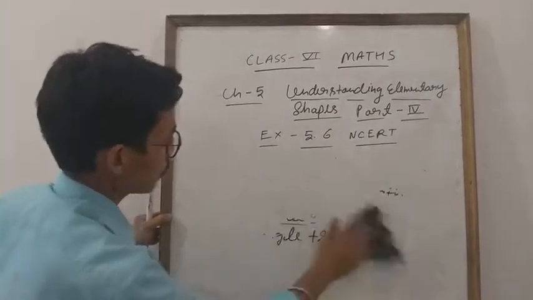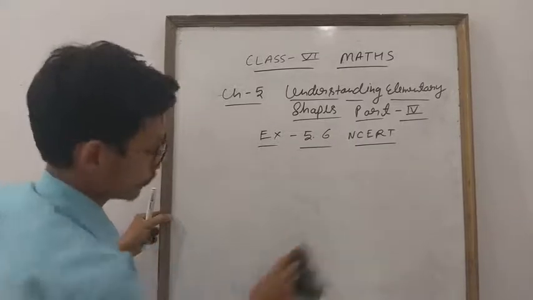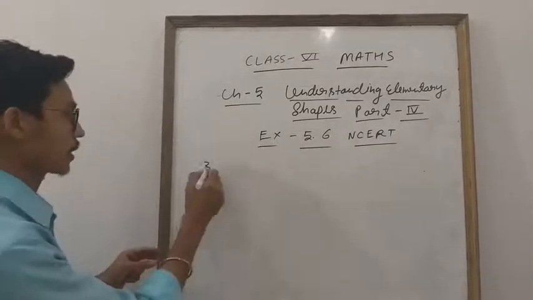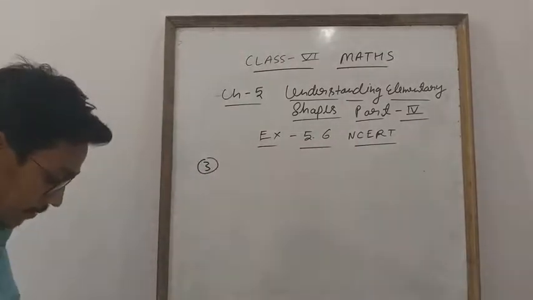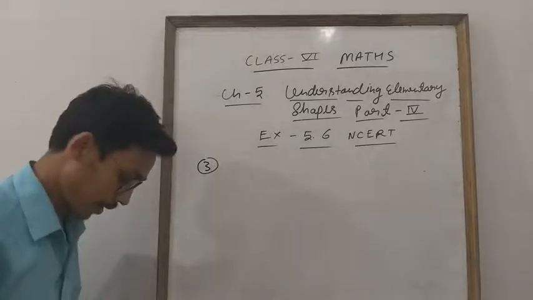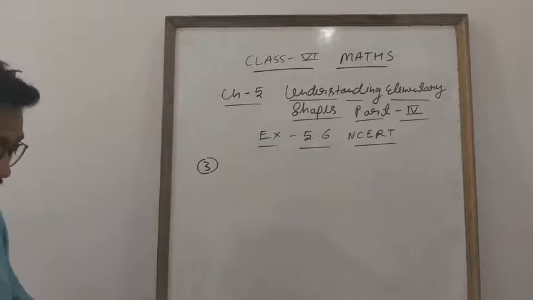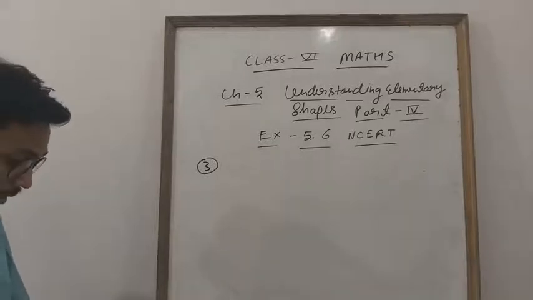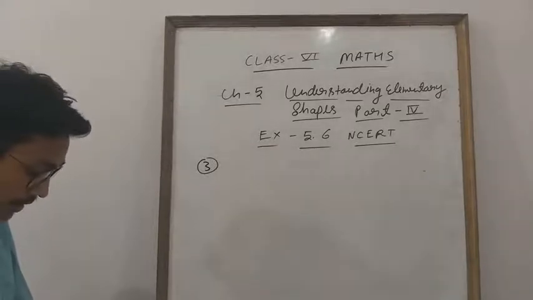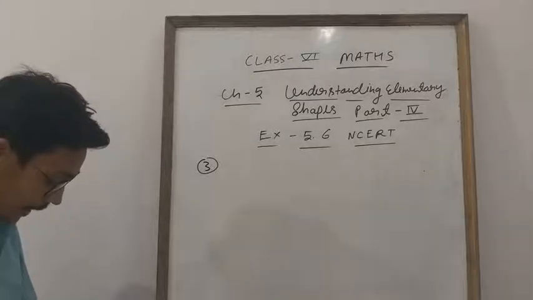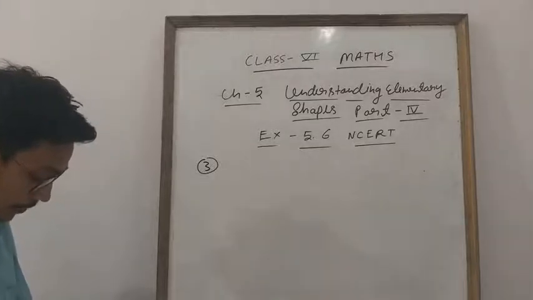What is given in question number third? You will see. Question number third is given: name each of the following triangles in two different ways. You may judge the nature of the angle by observation. Now see, students, you have to give the name in two different ways, that is, on the basis of angle and on the basis of side.